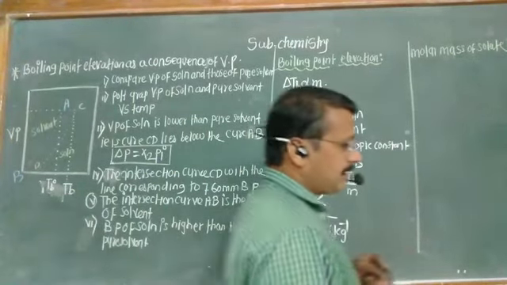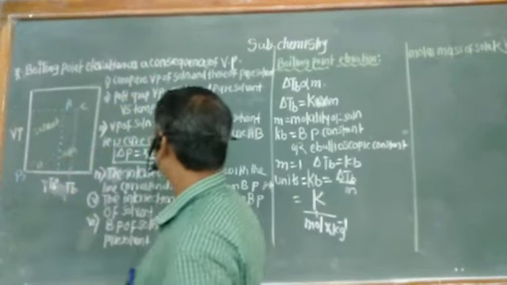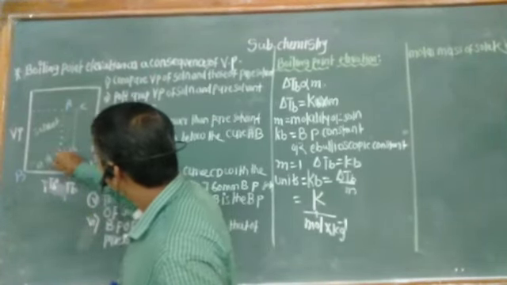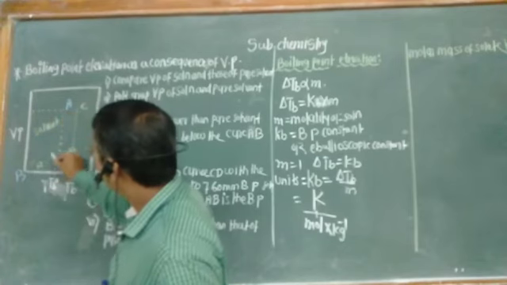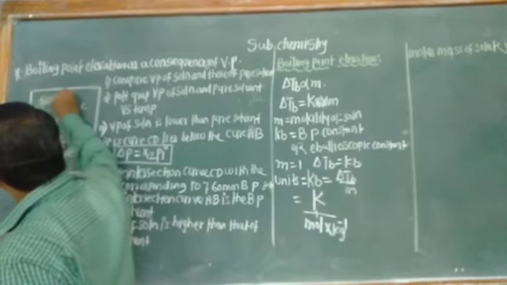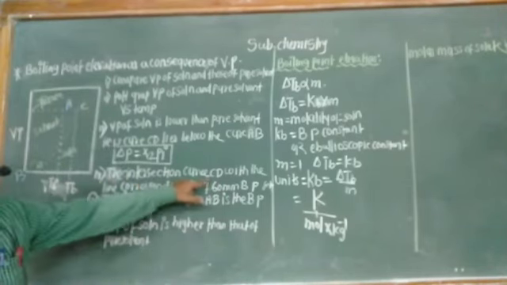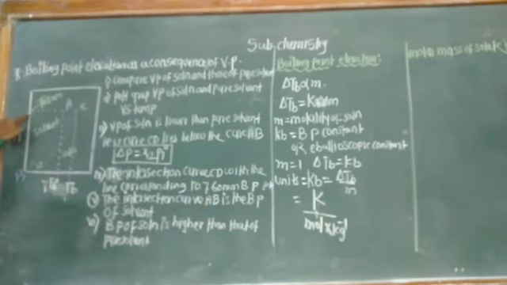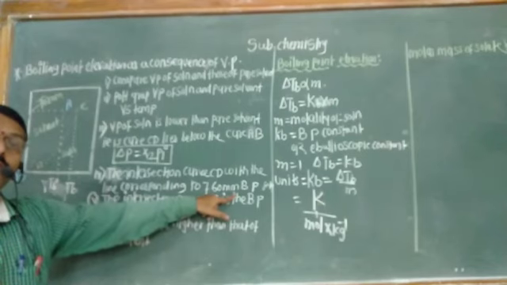Then when we again observe the curve, the curve CD intersects at this point, and at that time the pressure is 760 mm of Hg. So at the intersection of curve CD, when we calculate the vapor pressure, the vapor pressure is 760 mm. This is the boiling point of the solution.